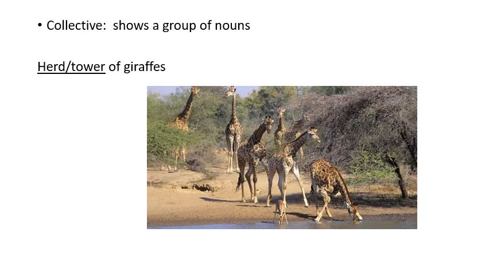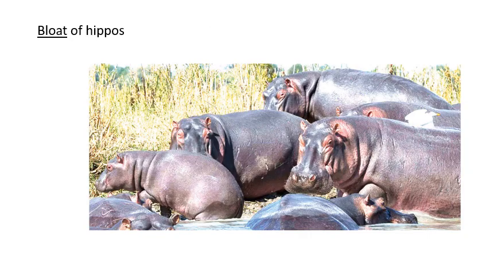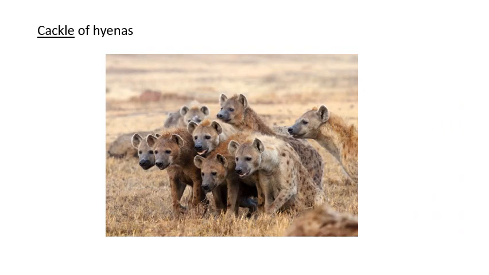Collective nouns. It shows a group of nouns. So if we look at these beautiful giraffes, it can be a herd of giraffes or a tower of giraffes. How about a bloat of hippos? Or a cackle of hyenas?